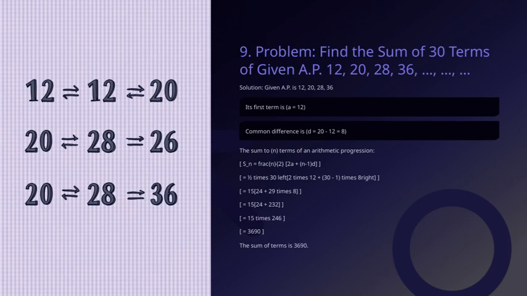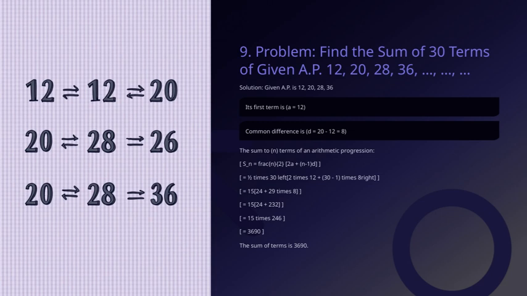We rewrite this as 15 times 24 plus 29 times 8, because 232 is 29 times 8. Now, to make it even clearer, we can express this as half of 30 times the remaining value, multiplied by the sum of 2 times 12 plus 29 times 8, inside the brackets. This step introduces the formula for the sum of an arithmetic progression, which is Sn equals n divided by 2, times 2a plus n minus 1 times d. Here, Sn is the sum to n terms, a is the first term, and d is the common difference.